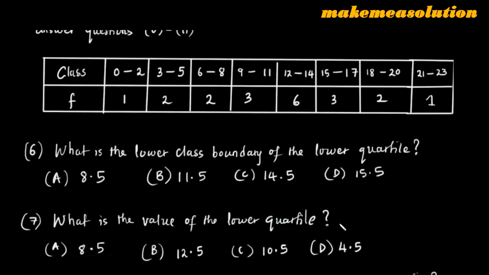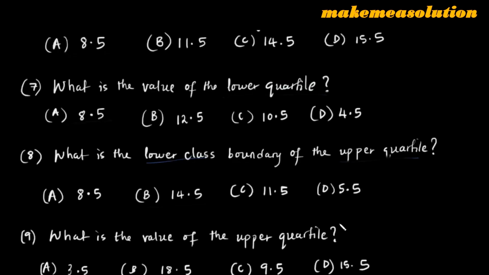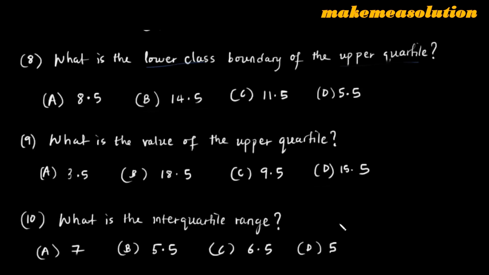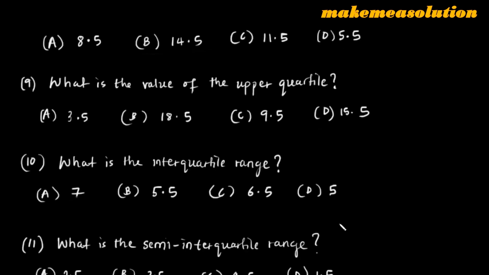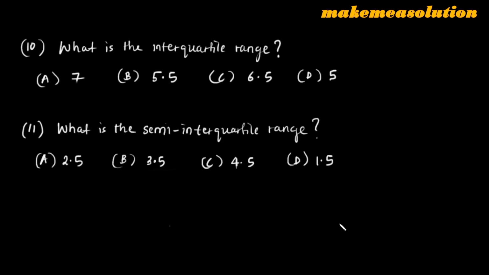Question 6 says, what is the lower class boundary of the lower quartile? Question 7, what is the value of the lower quartile? Question 8, what is the lower class boundary of the upper quartile? Question 9, what is the value of the upper quartile? And 10 is what is the interquartile range? And 11 is what is the semi-interquartile range?